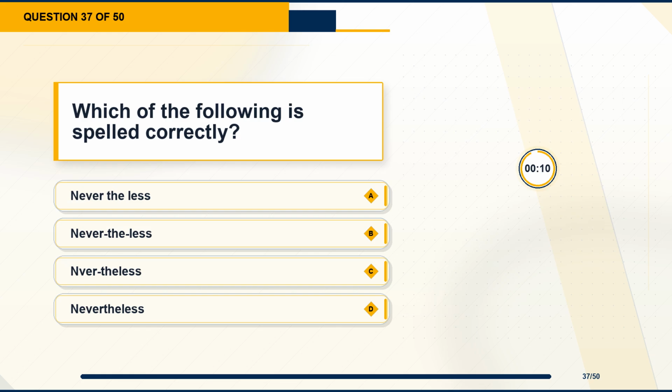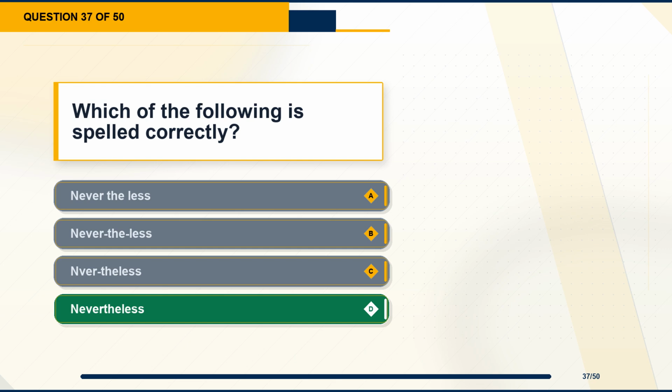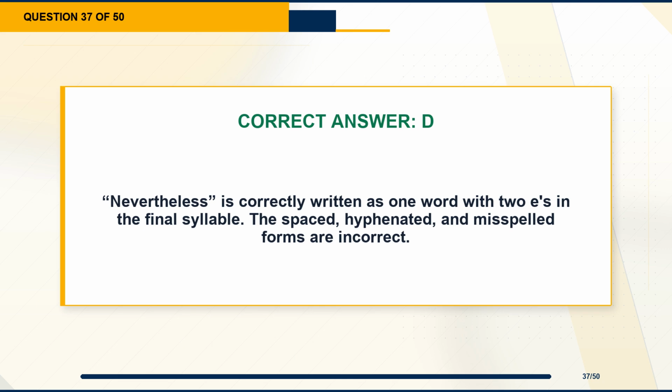Question 37. Which of the following is spelled correctly? Option A, nevertheless. Option B, nevertheless. Option C, vertheless. Option D, nevertheless. The correct answer is option D, nevertheless. Explanation: nevertheless is correctly written as one word with 2 E's in the final syllable. The spaced, hyphenated, and misspelled forms are incorrect.